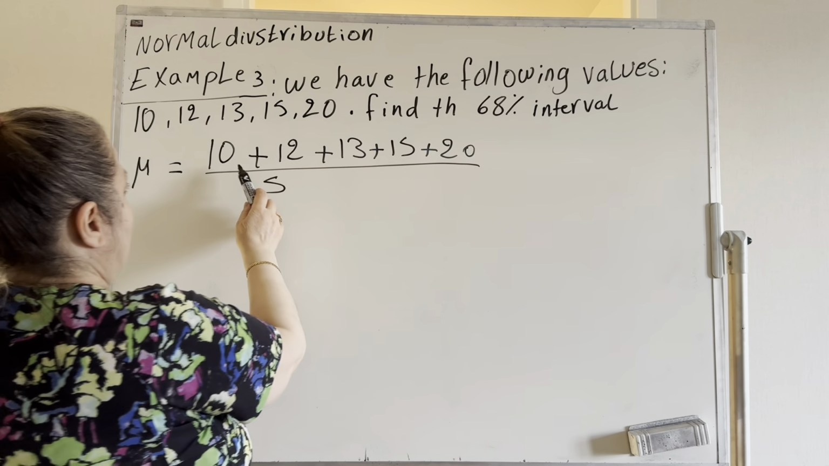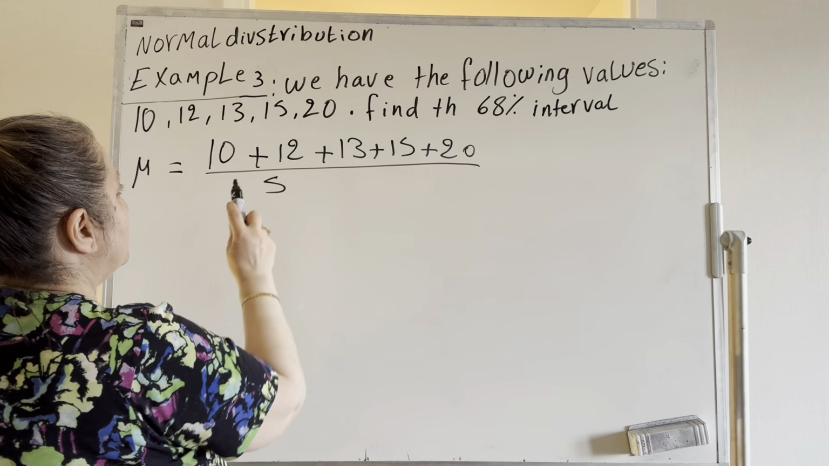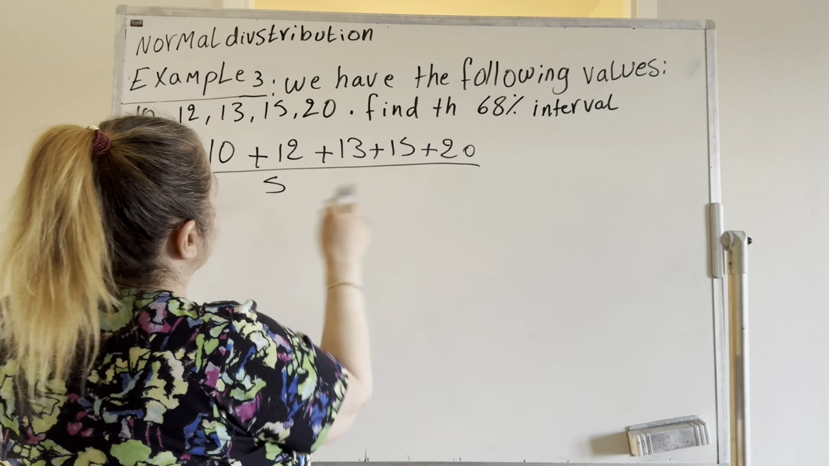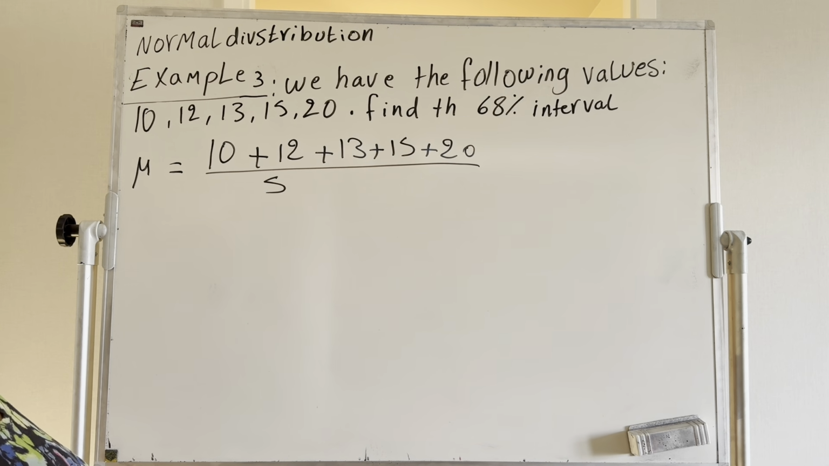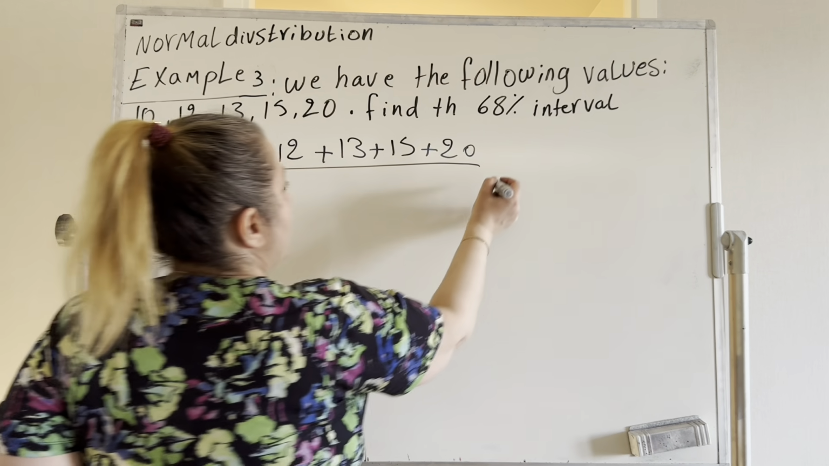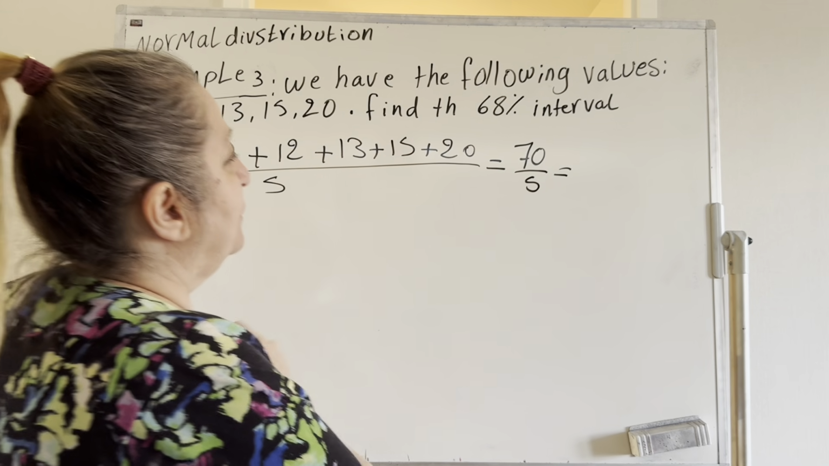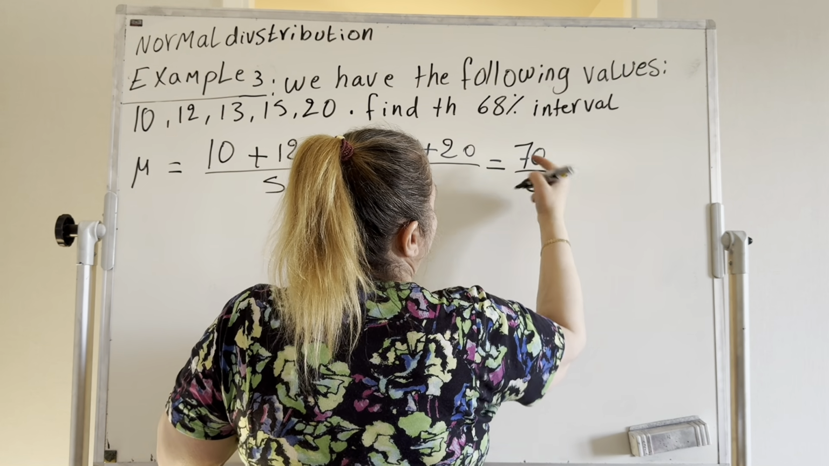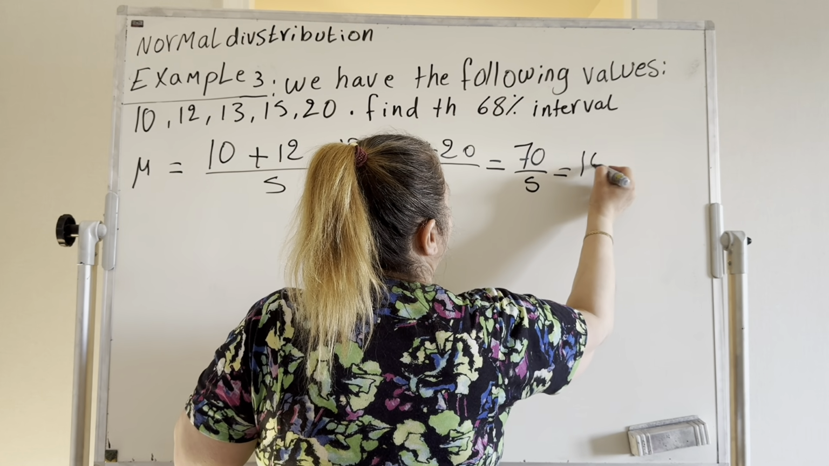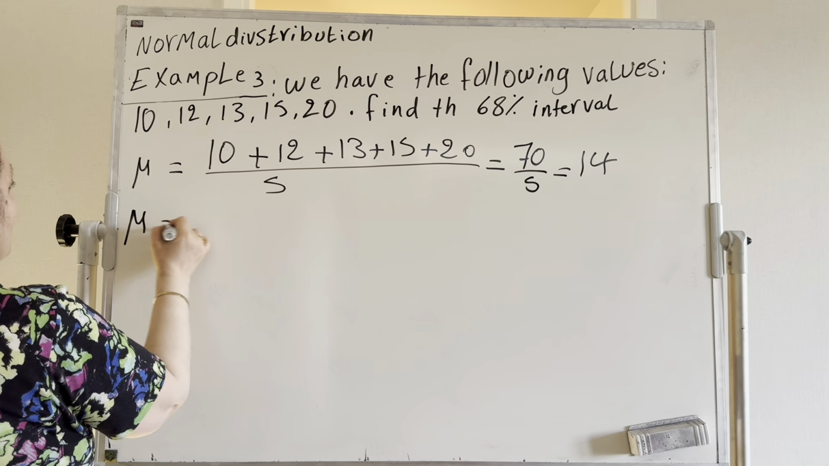And when I add, 20 plus 10 is 30, plus 12 equals 42, 42 plus 28, because 13 plus 15 is 28, equals 70. 70 divided by 5 equals 14. So the mu, or the mean, equals 14.